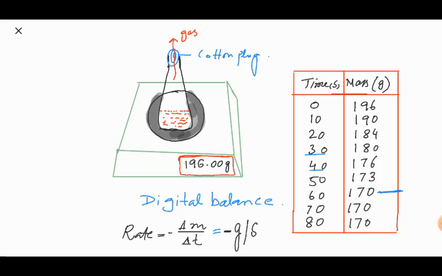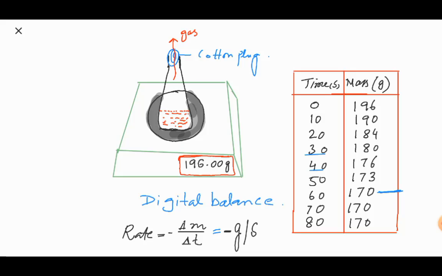So we can measure the rate of this specific reaction at any time, like at 30 seconds or at 40 or at 50 seconds, by using the formula, that is rate is equal to del m over del t, where del m is the change in the mass, actually the decrease in the mass of the reaction mixture, and del t is the total time taken. The unit will be gram per second, and the negative sign here indicates that it is a decrease in the mass of the reaction mixture.